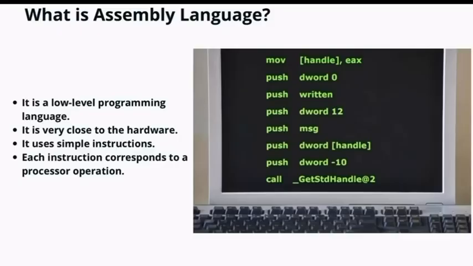What is assembly language? Assembly language is a low-level programming language that allows direct control of the processor's operation. Each instruction written in assembly corresponds to a specific operation executed by the CPU. Thanks to this, programs can be very fast and efficient. Its main objective is to provide direct communication between the programmer and the computer hardware.